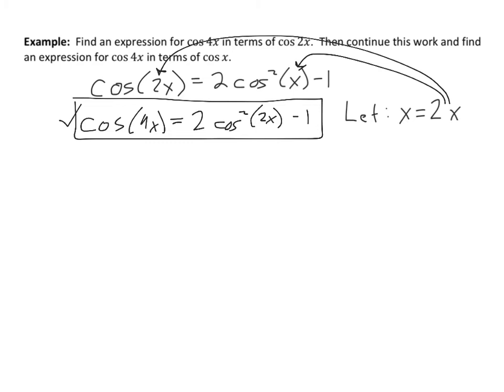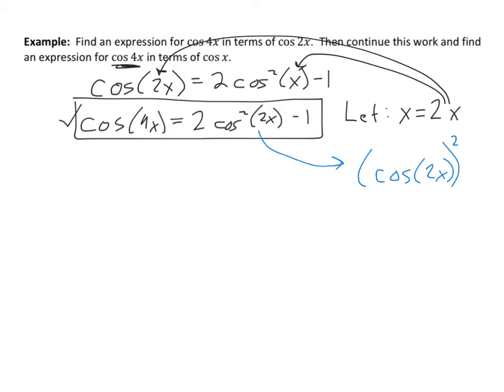Now the second part says, continue this work and find an expression for cosine 4x in terms of cosine x. So they want an expression for cosine 4x, that's already what the left side is, and they want that in terms of just plain cosine x. Is there a way for me to convert this cosine 2x in terms of cosine x? There is. I'd encourage you to try and finish this one on your own. Remember what this squared means: it means the cosine of 2x, squared. That's always what that notation means. So pause the video, see if you can work through finishing this problem.